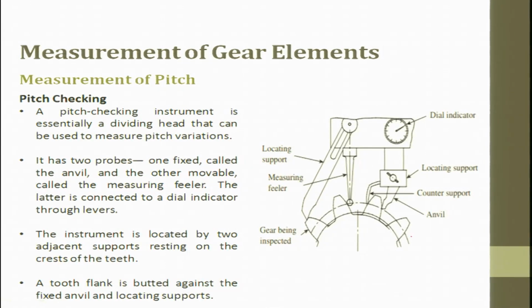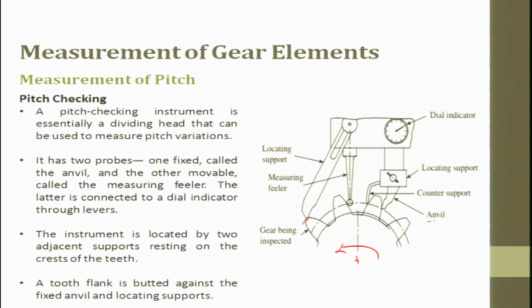Then the other check we have is pitch checking. A pitch checking instrument is essentially a dividing head with a dial gauge, which can be used to measure pitch variation. Here you will have a measuring feeler, and here a locating pin, which locates the gear being inspected. Then every time, we index. With this index, we take gear after gear after gear and check the pitch.